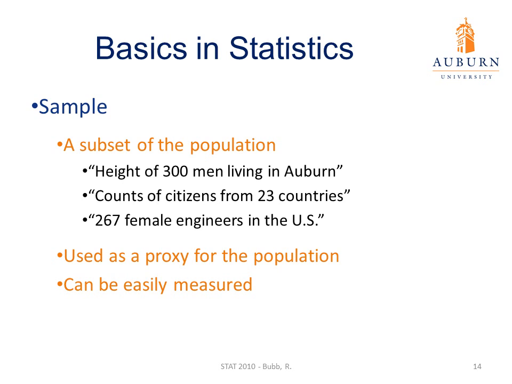And so examples might include the height of 300 men living in Auburn. We've talked about that one already. Or the counts of citizens from 23 countries. Or another sample description might be 267 female engineers in the U.S. In this case, each of those might be samples. And in each case, it's a subset of a larger population. So the height of 300 men living in Auburn, there's more than 300 men living in Auburn, and so 300 men is a subset of all men living in Auburn. 23 countries is a subset of all countries in the world. And 267 female engineers is a subset of all female engineers.